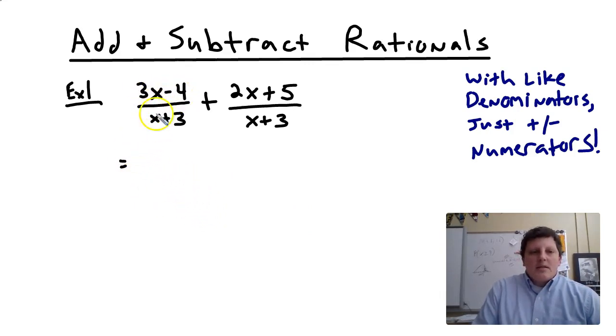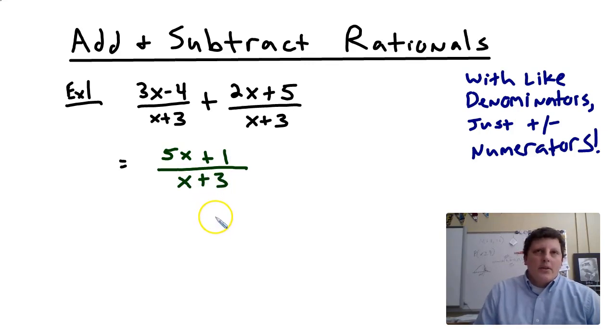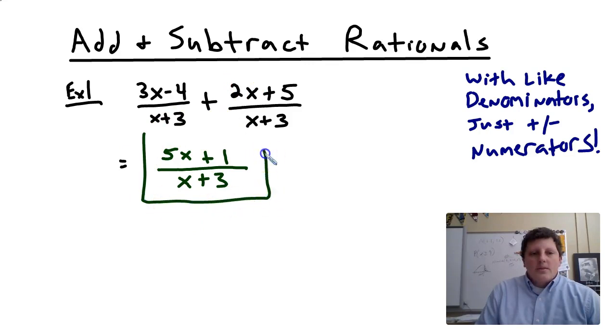So if I have 3x minus 4 over x plus 3 plus 2x plus 5 over x plus 3, the x plus 3 is going to stay the denominator. I'm only going to add the numerator. 3x plus 2x is 5x. Negative 4 plus 5 is positive 1. And again, x plus 3 is going to stay my denominator. Just like 1/3 plus 1/3 is 2/3, I'm just going to add those numerators together and it's going to stay x plus 3. And that is my answer.